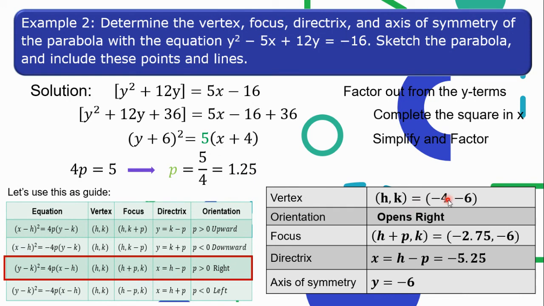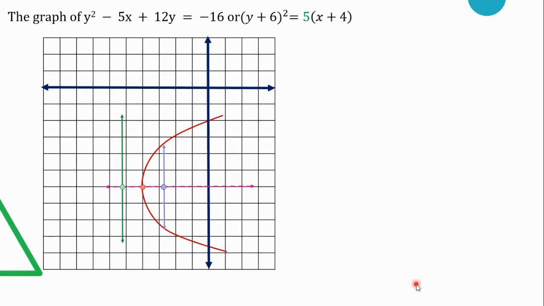Okay, so from that, we will identify the vertex. It's negative 4, negative 6. Again, it opens right, because it is positive. Our focus is h plus p and then k. So negative 4 plus 1.25, we have negative 2.75 and then negative 6. Our directrix is h minus p, so negative 5.25. See, negative 4 minus 1.25, that's negative 5.25. And our axis of symmetry is y is equal to negative 6.